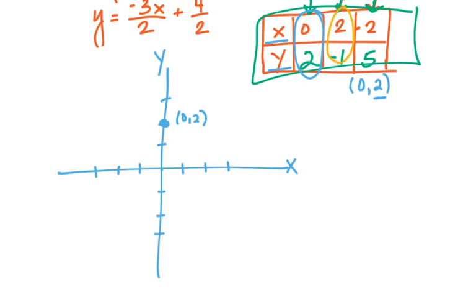Then the next point I'm going to graph is the point (2, -1). Because my x value is 2, I'm going to move to the right 2, and then I'm going to move negative 1 on the y-axis to move down right there. And then my last set is (-2, 5). So for (-2, 5), I'm going to move 2 spots to the left in the negative direction on my x-axis, and then 5 up.